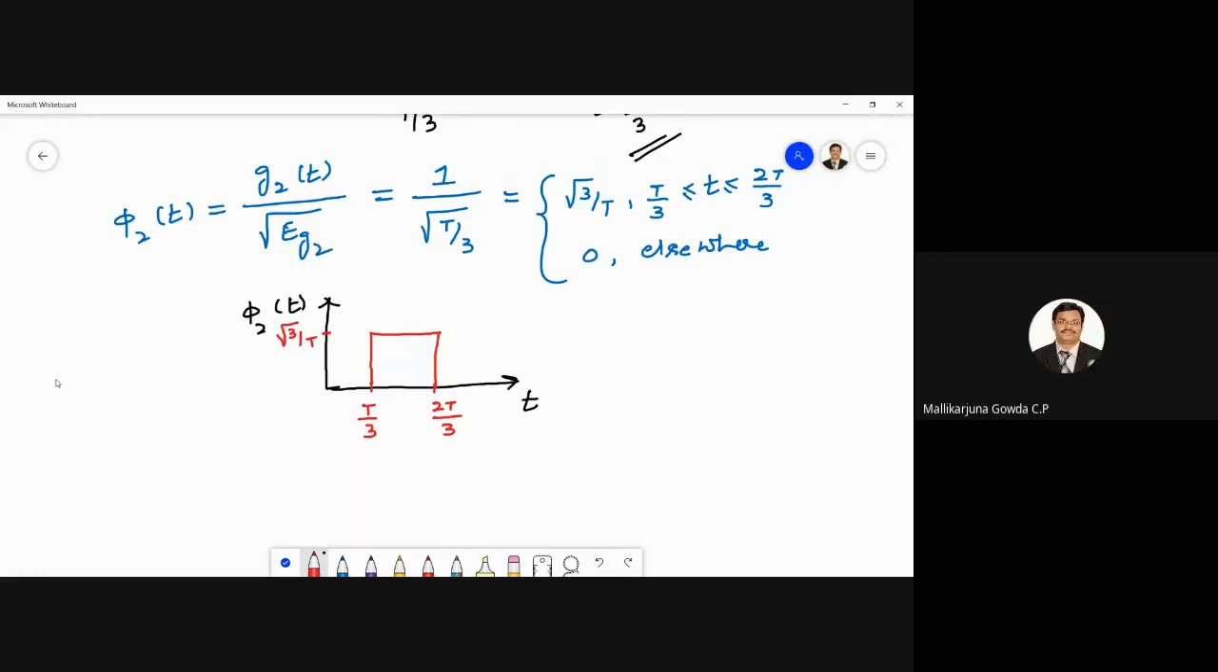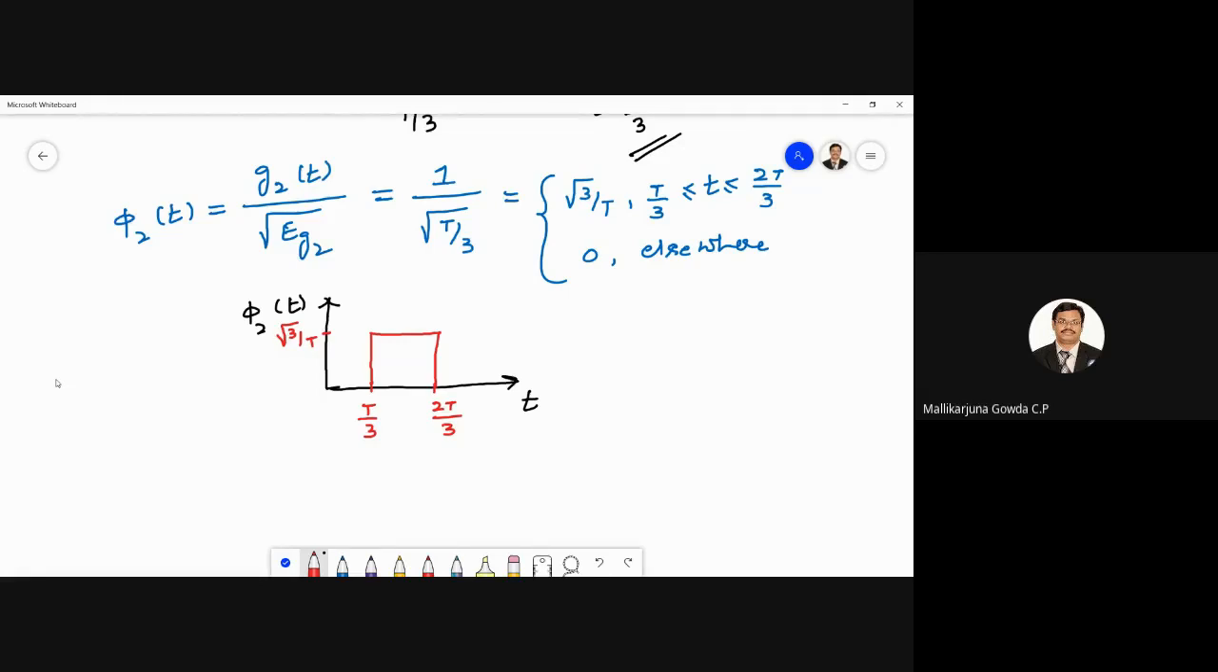Then G3 of t is equal to what you will get? S3 of t minus summation j is 1 to 3 minus 1, it is 2, right? So j varies from 1 to 2. Then what you can write? S31 pi 1 of t. Then the next term, when j is 2, is S32 pi 2 of t. Like that you have to write it.